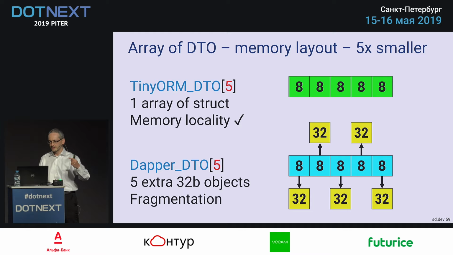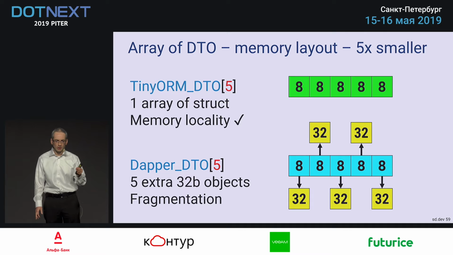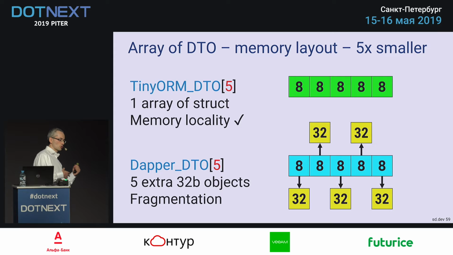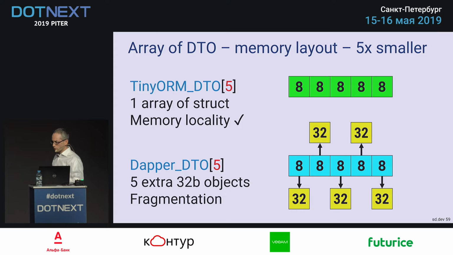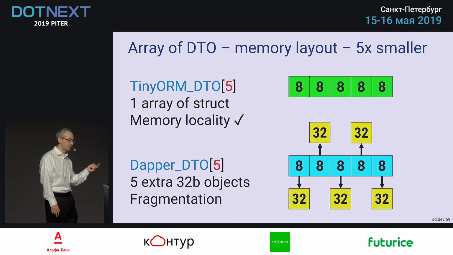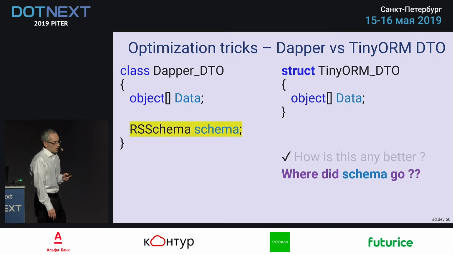Not only are we creating additional objects that have to be garbage collected later, which creates additional memory pressure because those objects are small and have to be created frequently, it also leads to memory fragmentation as well. Altogether, if you total all the bytes allocated for the tiny ORM case and for the Dapper case, you're looking at a 5x improvement in terms of memory footprint. So we answered the first question.